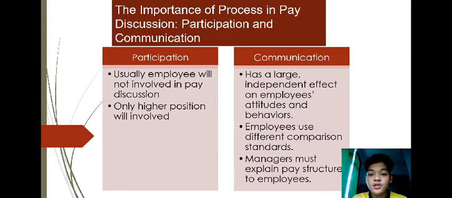Next we have communication. Communication has a large independent effect on employee attitude and behavior. So communication is so important to make sure that all employees can communicate well with their employers. At the same time, employees will use comparison standards to compare with one another, and at the same time, managers must explain clearly about the pay structure to the employees so they will understand without any doubts what they will be working for and what the pay will be based on what they do.